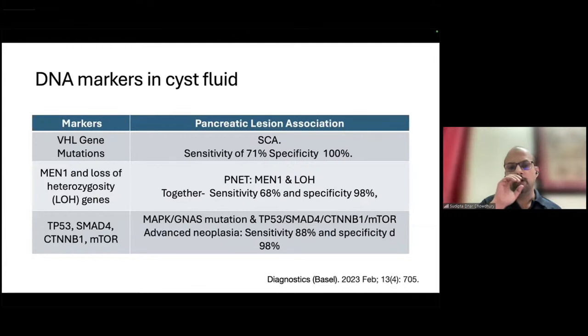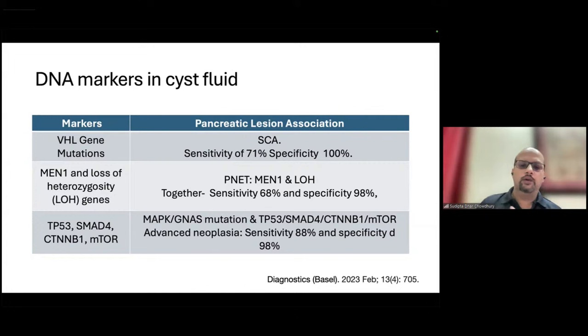Now, as we discussed the molecular markers, recent advances in molecular markers and next generation sequencing have even enabled us to do further markers, and one of these markers is VHL gene mutations. A VHL gene mutation is predominantly seen in serous cystadenoma, and the sensitivity of this is 71%, specificity is 100%. The other one is MEN1 and the loss of heterozygosity genes. This can be seen predominantly in PNET with a sensitivity of 68% and specificity of 98%. And the cyst fluid can be sent for these molecular markers.